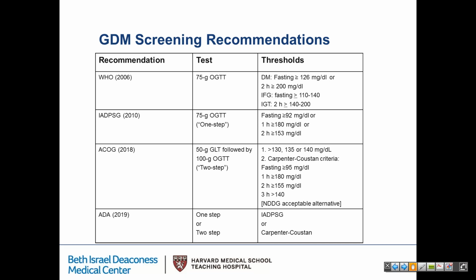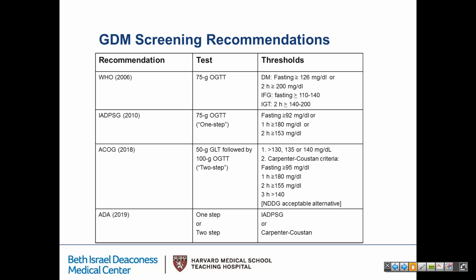The WHO in 2006 endorsed the use of a 75-gram oral glucose tolerance test. Definitions in the table, as you can see, with fasting greater than 126 or a 2-hour greater than 200 milligrams per deciliter. They also define impaired fasting glucose as a fasting of 110 to 140 and impaired glucose tolerance as a 2-hour value of 140 to 200. Both impaired fasting glucose and impaired glucose tolerance can be considered gestational diabetes if this diagnostic testing is utilized during pregnancy. And obviously, those very high fasting and 2-hour values count as overt diabetes in pregnancy.